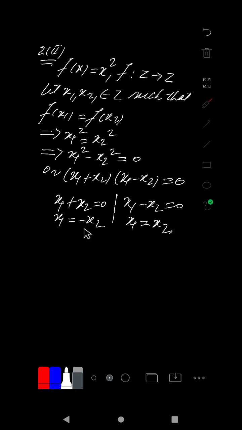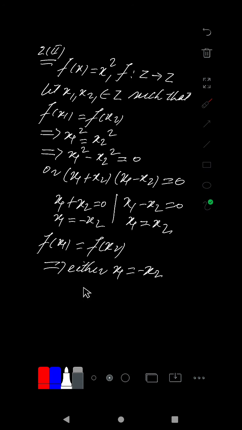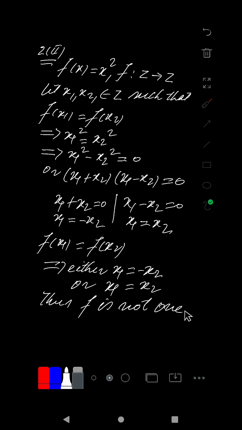So we have two possible results for f(x1) is equal to f(x2). If f(x1) is equal to f(x2), it implies either x1 is equal to minus x2 or x1 is equal to x2. That is, the function is not 1-1 function, because if function is 1-1 function, we can have only one condition for f(x1) is equal to f(x2), that is x1 is equal to x2. f is not 1-1 function. Now let us check surjectivity.